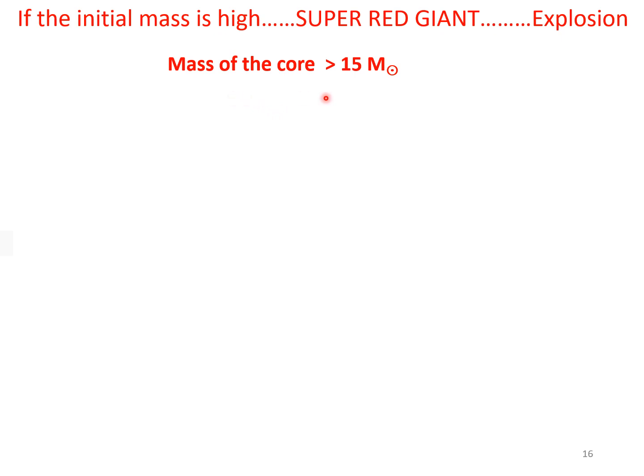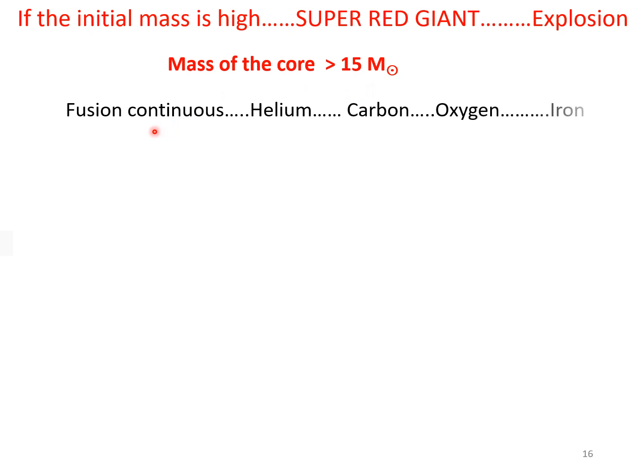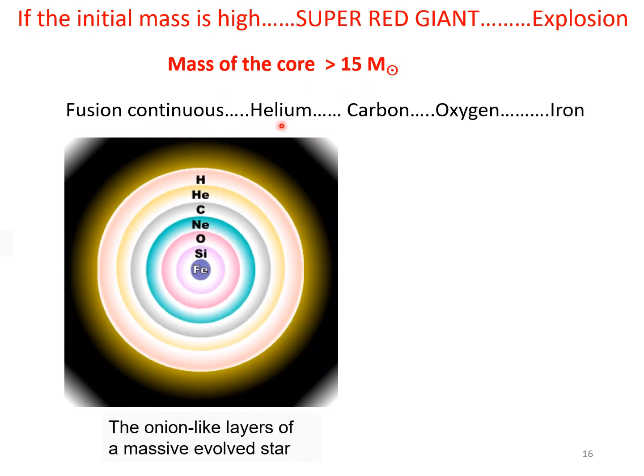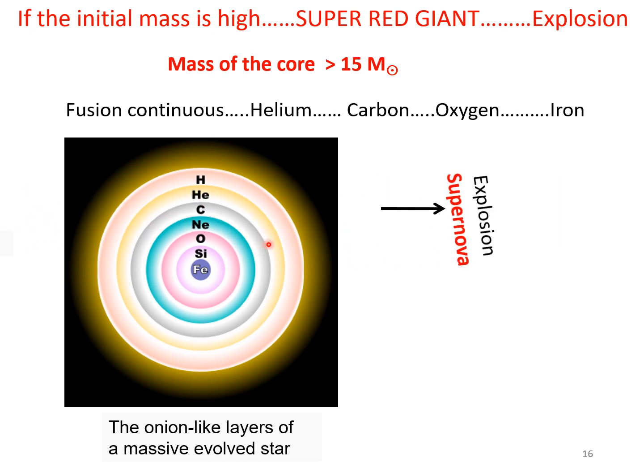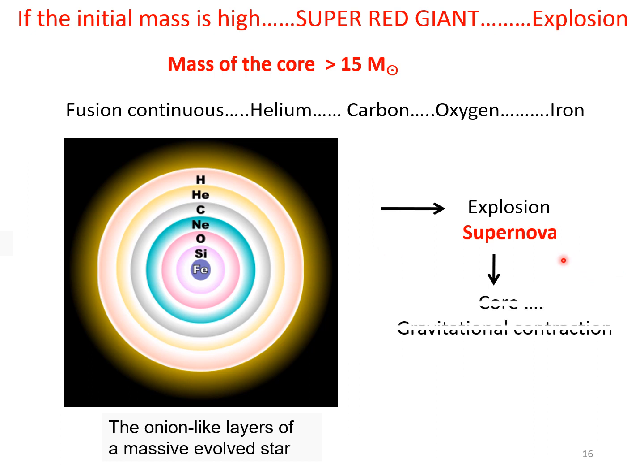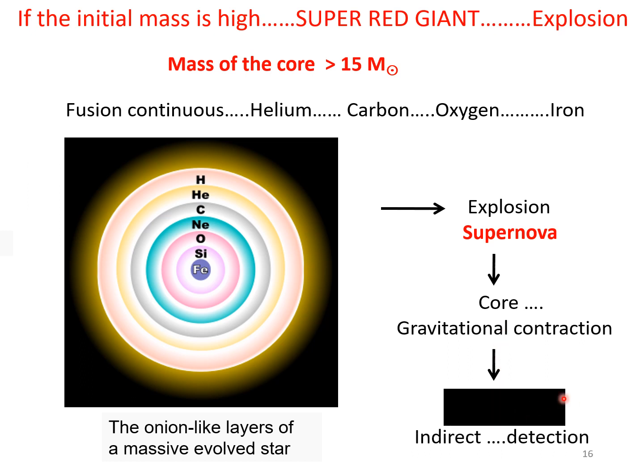If the mass of the core is greater than 15 times the mass of the Sun, then again we have this particular thing that is going to take place. The central core may become iron. These are the onion-like structures that we have. And when this explodes, here we have the supernova, and the central core again experiences gravitational contraction, and that may result in the formation of a black hole.